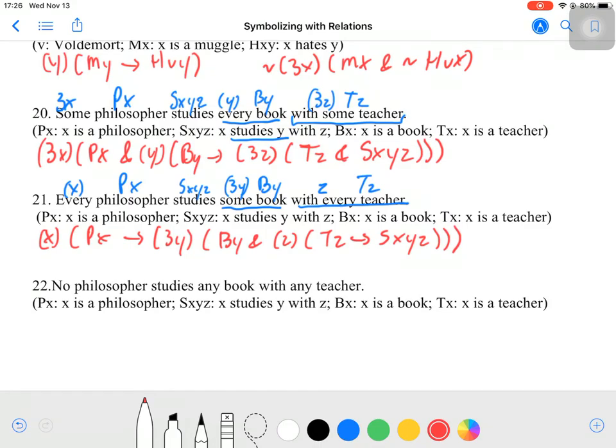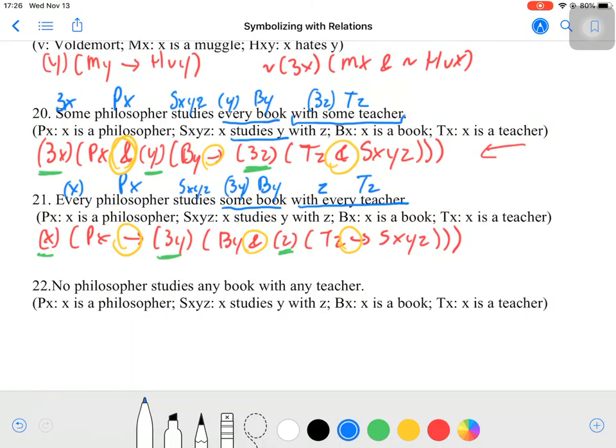So this is fairly similar to what we did up here, but notice what happens when we switch this operator from an existential to a universal. Likewise, see what happens when we switch this universal to an existential. Namely, the signs changed. What we ended up seeing is these things flipped from arrows to and statements, or from and statements to arrows. Let's go on to 22 as another contrast.